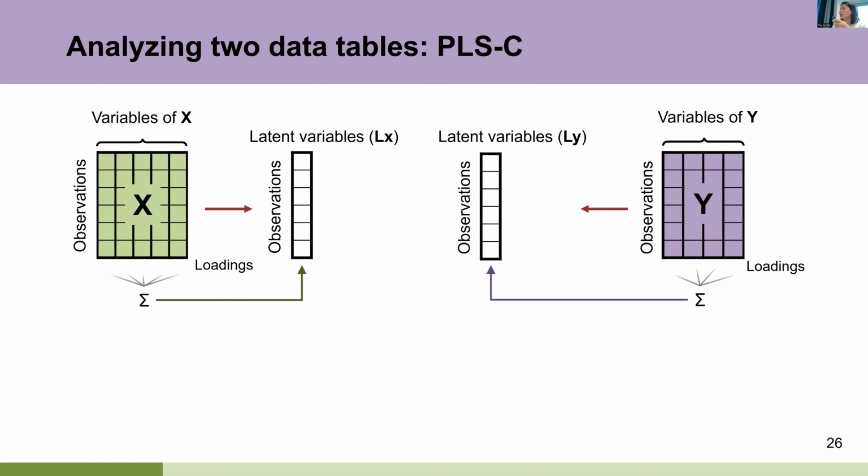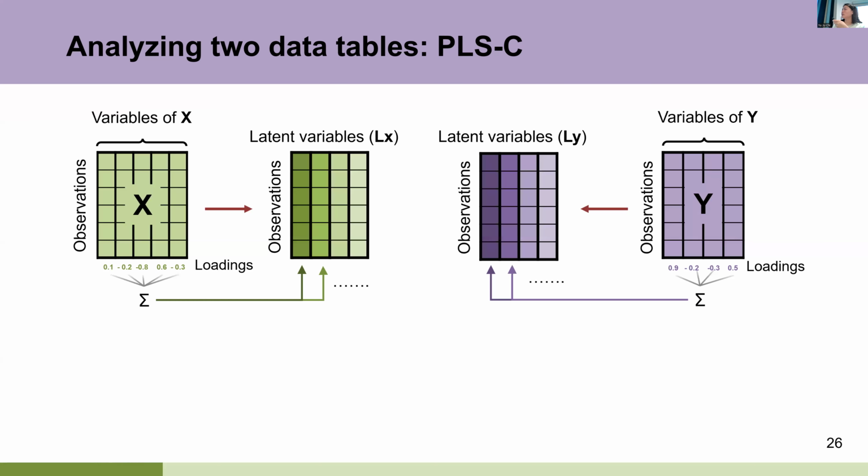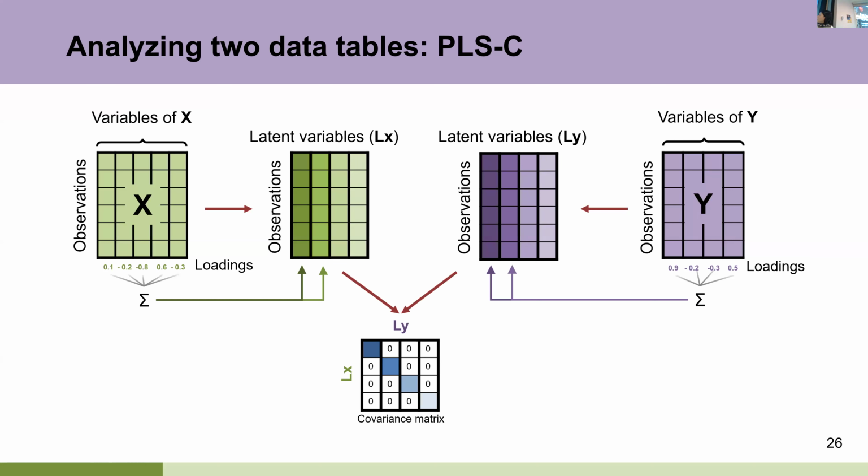Okay. So I have the first set. I subtracted from the two, and then I get the second set that explains the second largest covariance, and they're orthogonal to each other, and so on. So I ended up with a set of latent variables that are orthogonal to each other, and they explain the covariance between the two sets of variables in descending order. That makes sense so far?